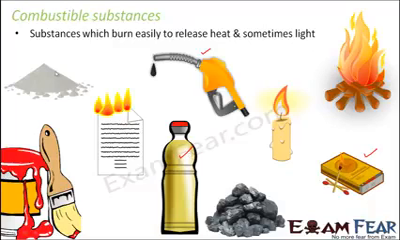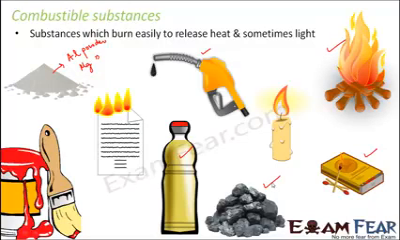Now most metals as such, like iron or any metal, are non-combustible. They do not burn to release heat. But some metals in their powdered form, for example aluminium powder or magnesium powder, are combustible. That is, they get burned to release heat. So these are all examples of combustible substances. Of course, not to forget wood and coal, they are also combustible substances.